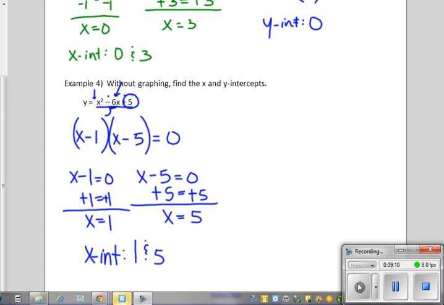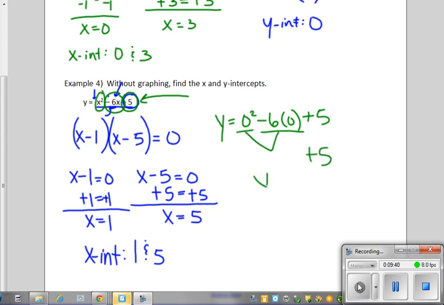And now I need to find the y-intercept. To find that y-intercept, again, simply take the original equation. To find a y-intercept, you put in 0 for x. So I have 0 squared, and I have -6 times 0, and then I would have my plus 5. 0 squared gives me 0, -6 times 0 is 0, and 0 plus 5, and you find out your y-intercept is y equals 5. So the y-intercept would be 5.